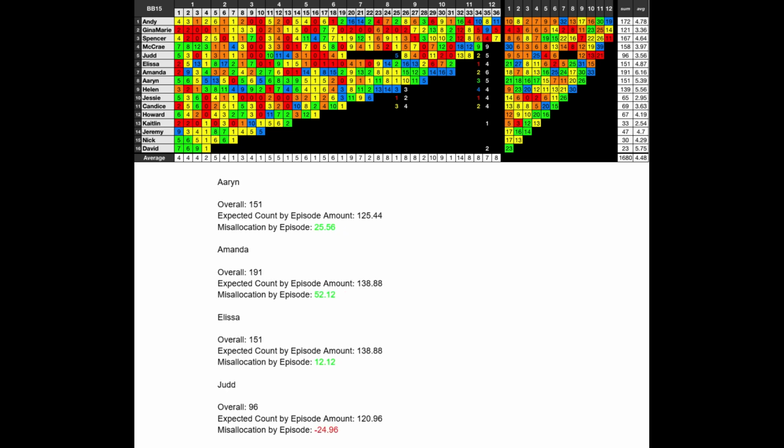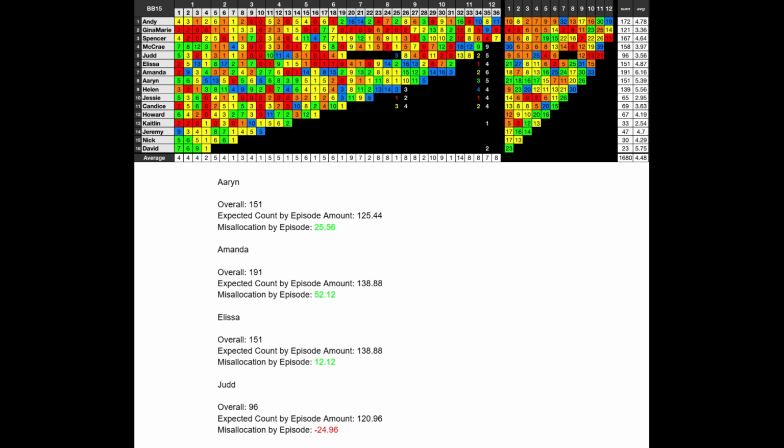Erin has 151 diary rooms, and her expected count by episode amount is 125.44, causing her to have an over misallocation by 25.56. And I feel like she has a lot of these due to the amount of HOHs that she won throughout the season. Since someone that controversial is giving them so much negative press, you would think that they would want to under-edit her, but they really couldn't here.